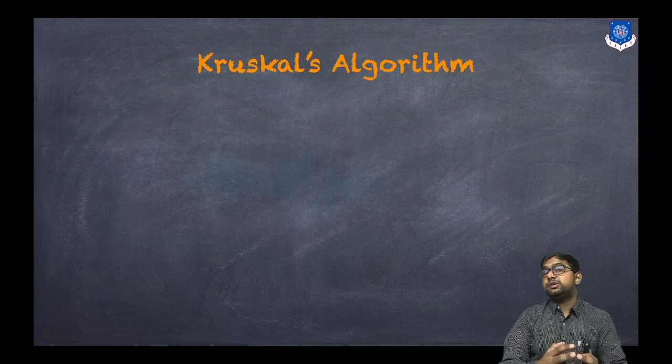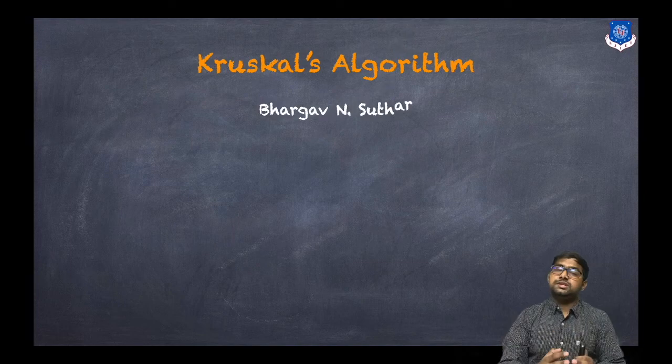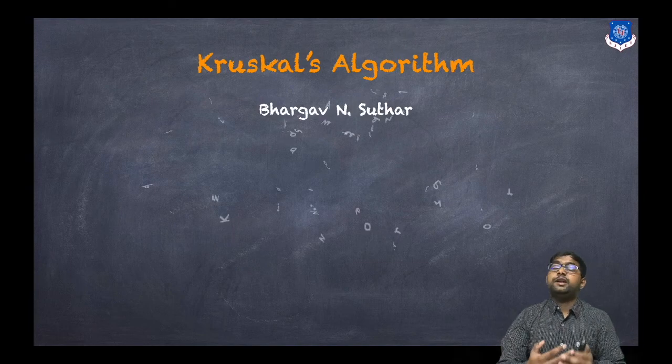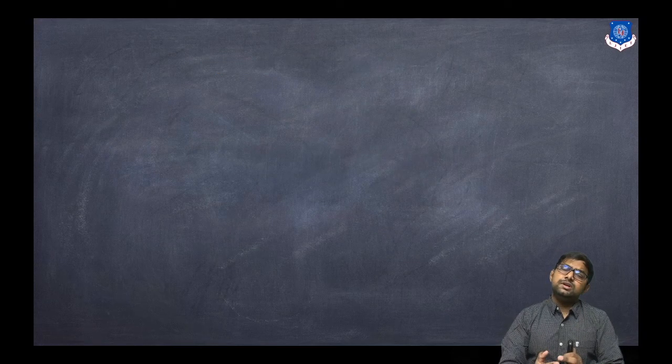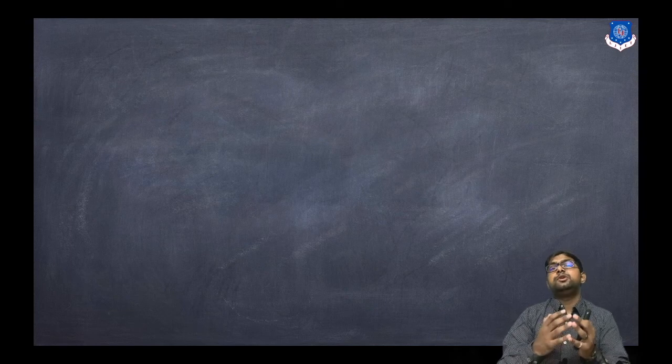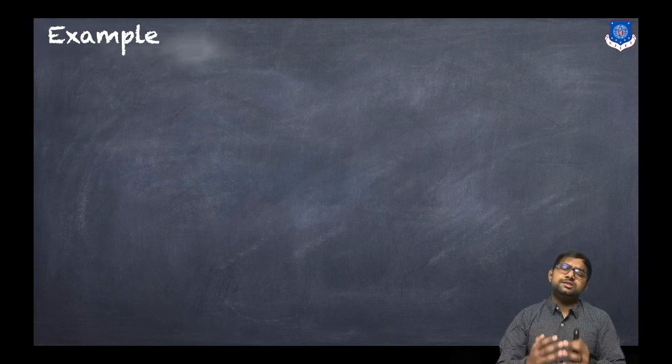So that is Kruskal's algorithm. In this session we will discuss how to find a minimum spanning tree using Kruskal's algorithm. In the previous session we already discussed how to find an MST, that is a minimum spanning tree, using Prim's algorithm. So let us discuss the second algorithm. Let us jump to the example.